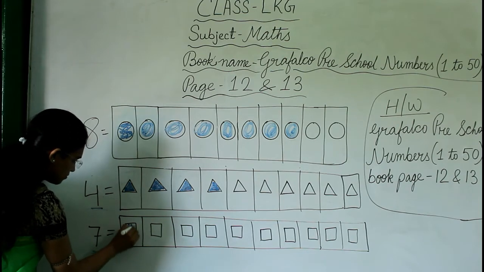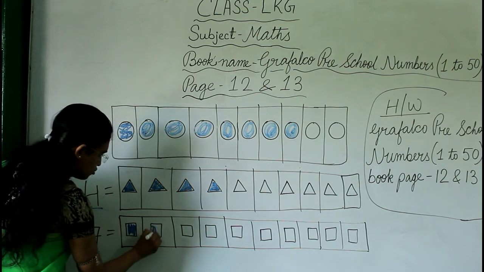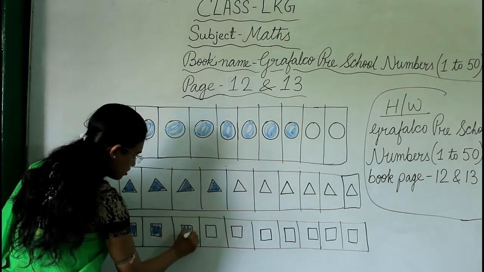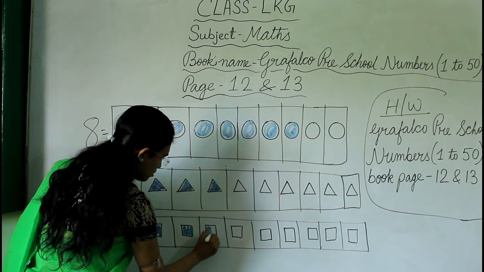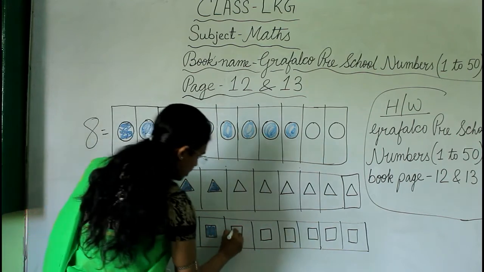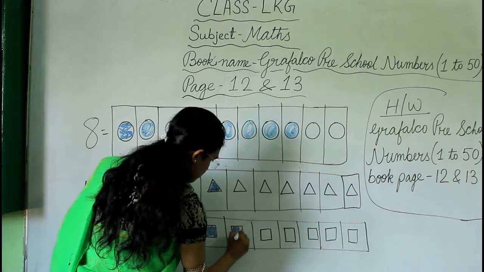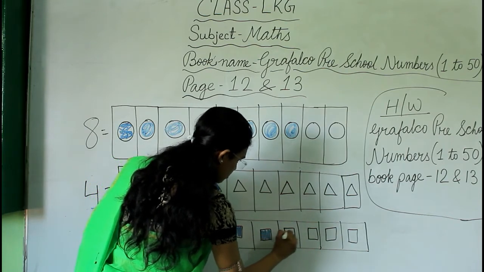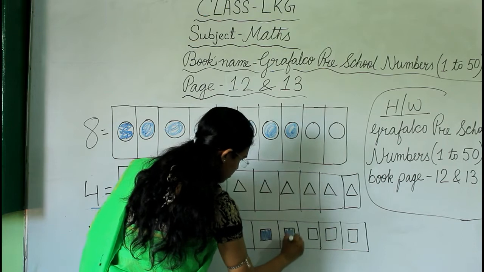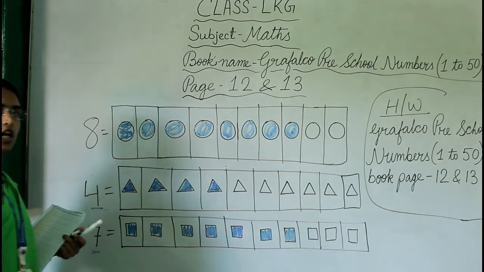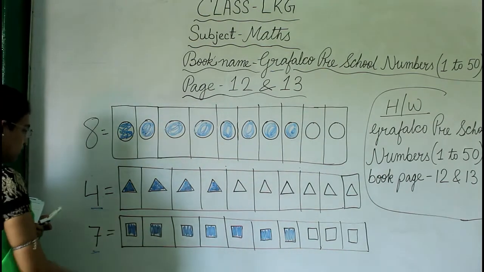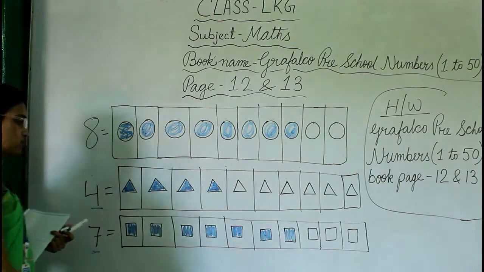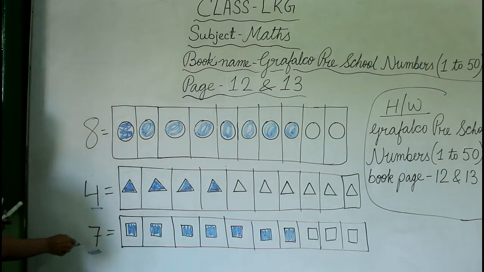1, 2, 3, 4, 5, 6, 7. So how many squares have I colored? 1, 2, 3, 4, 5, 6, 7. 7 squares. Why? Because the number here is 7.